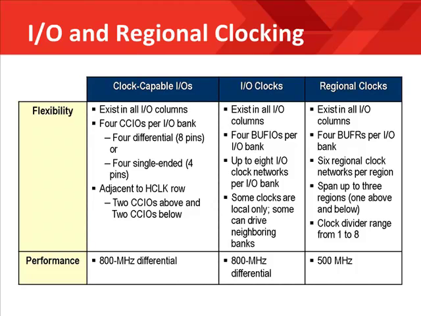The regional clocks exist in all I/O columns. There are 4 buffers per I/O bank, 6 regional clock networks per region, and these span up to 3 regions, meaning 1 above and 1 below, as well as this original source region. And they support a clock divider range from 1 to 8 and operate at up to 500 megahertz.